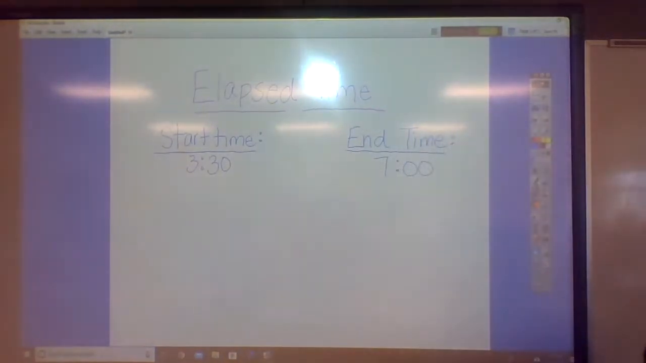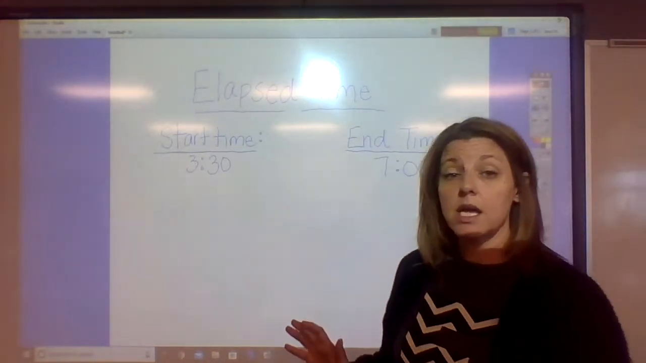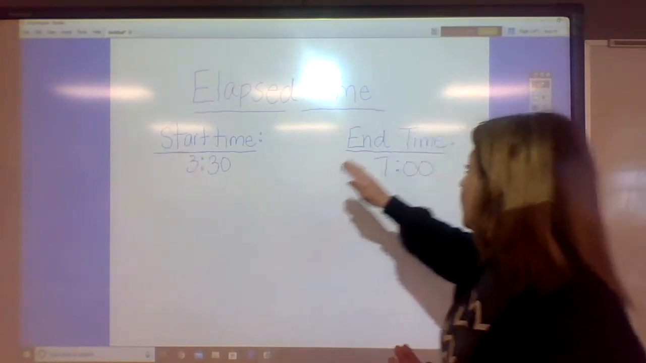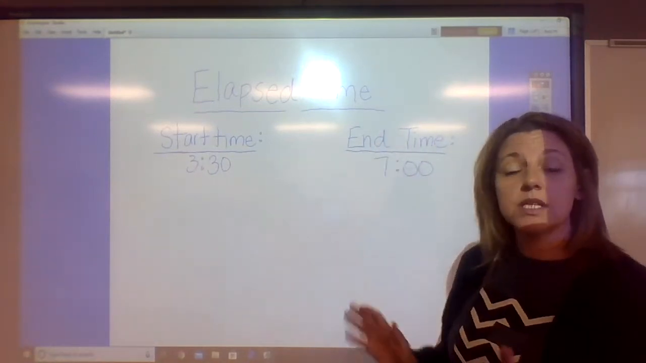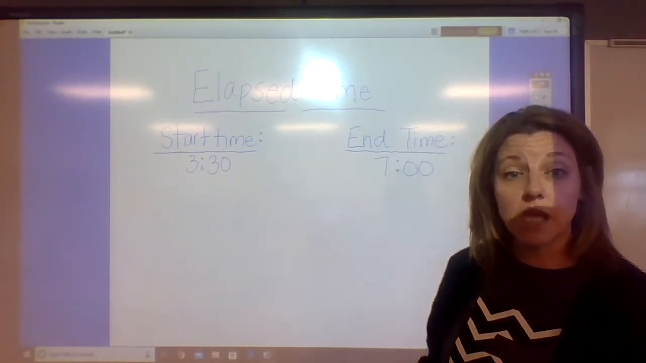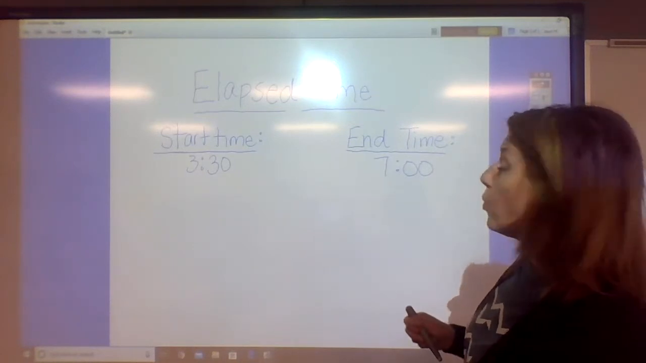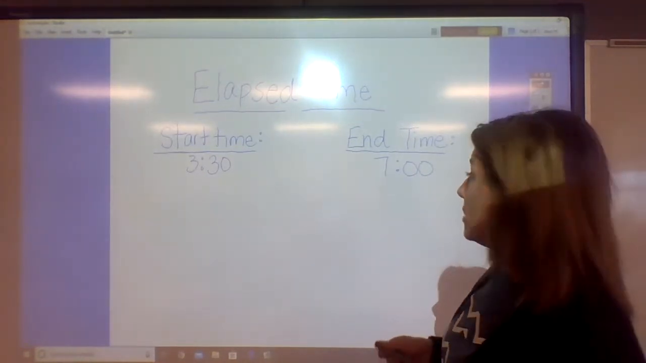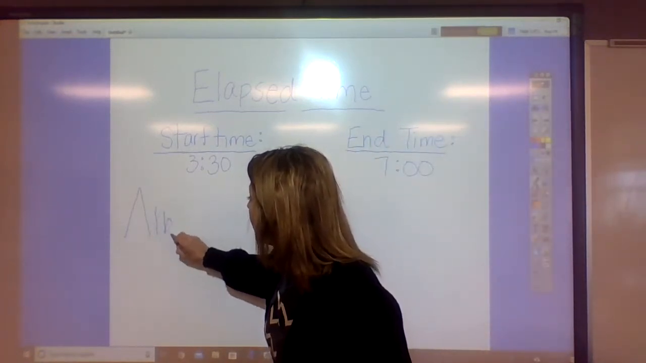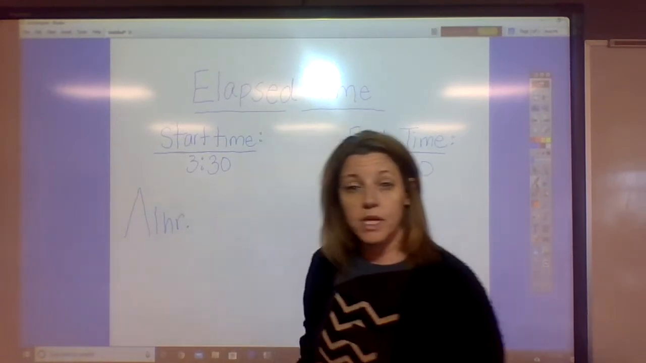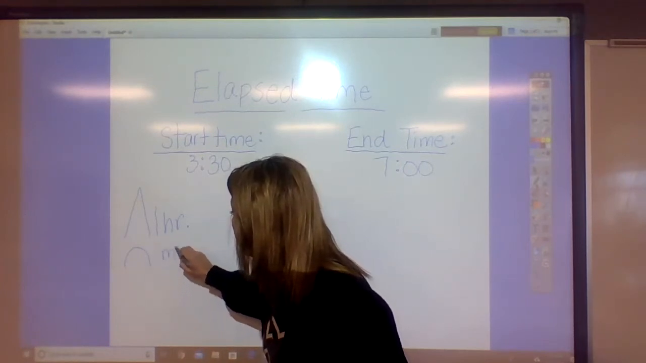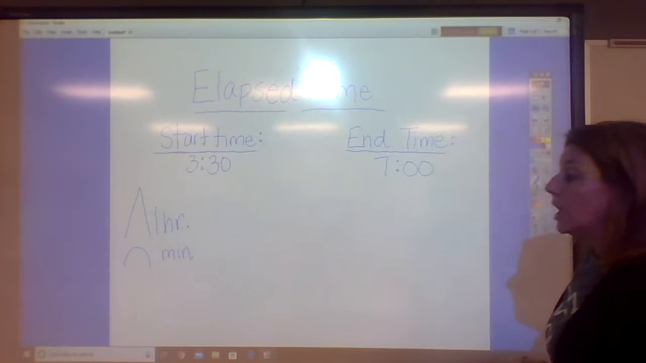So we're talking here about, for instance, this is my example. If we have a start time of 3:30 and we have an end time of 7, this is the strategy that I've been teaching the last couple of years, and I think that a lot of the students like it. Okay, so it's called mountains and hills, and the mountains represent 1 hour increments, and the hills represent minutes.